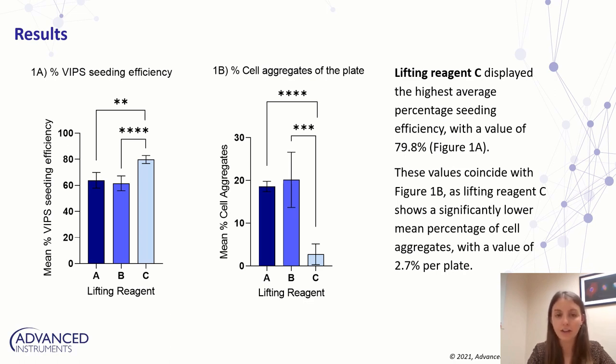And if you look over at figure 1b, we also investigated the percentage and number of cell aggregates across the plates. Again, this was taken as an average of the 5 plates for each lifting reagent, and we found that lifting reagent C gave the lowest number of cell aggregates with a value of 2.7% per plate. And again, this was considerably lower than lifting reagents A and B. When you put these two data sets together, it strongly indicates that lifting reagent C is the optimum lifting reagent for maintaining a single cell suspension when seeding with the VIPS instrument.